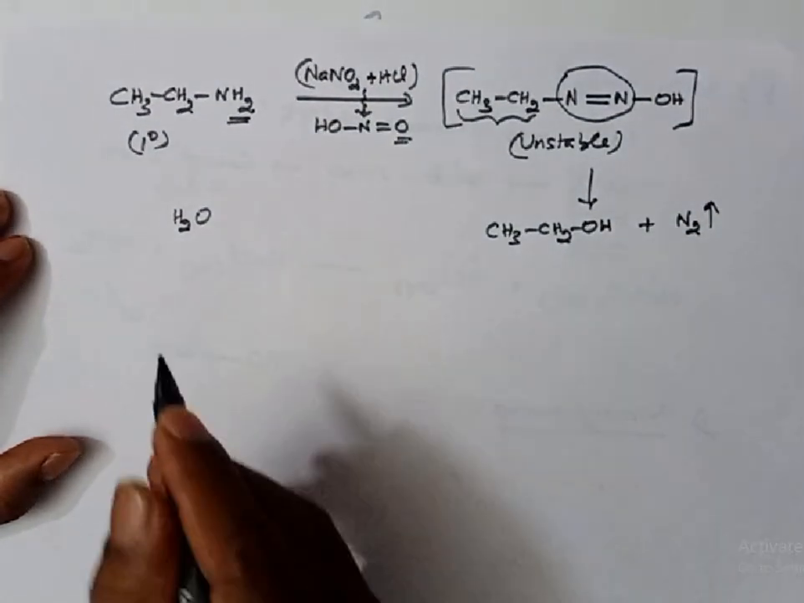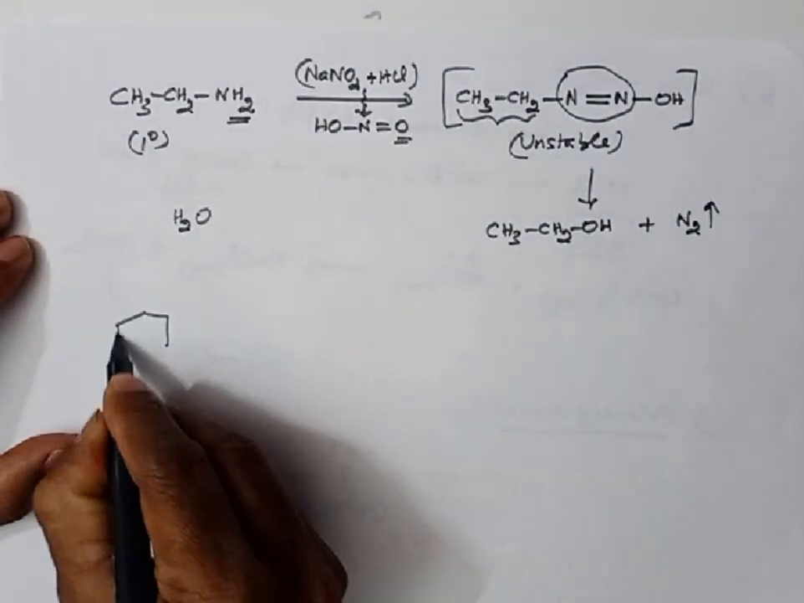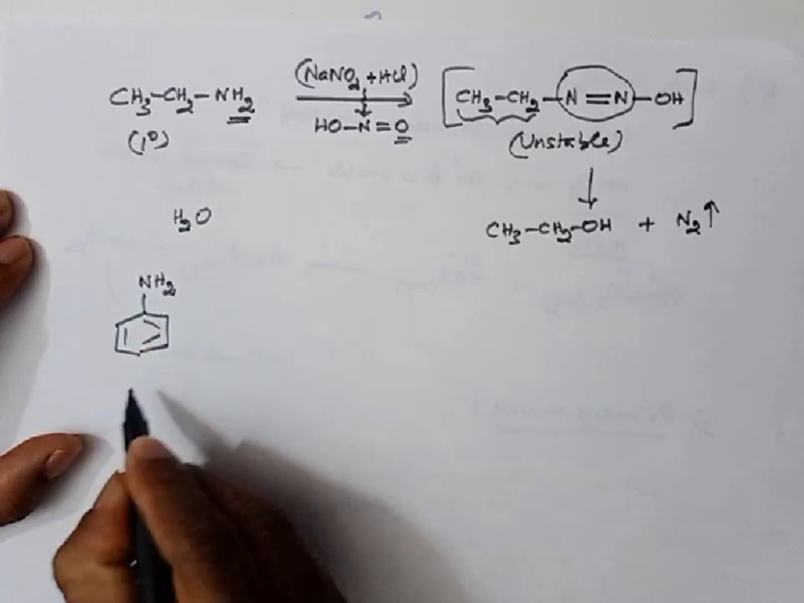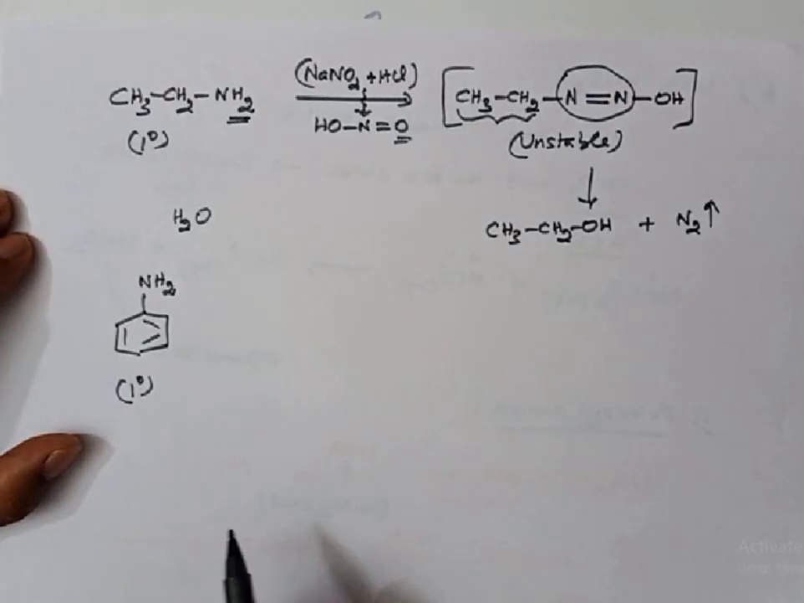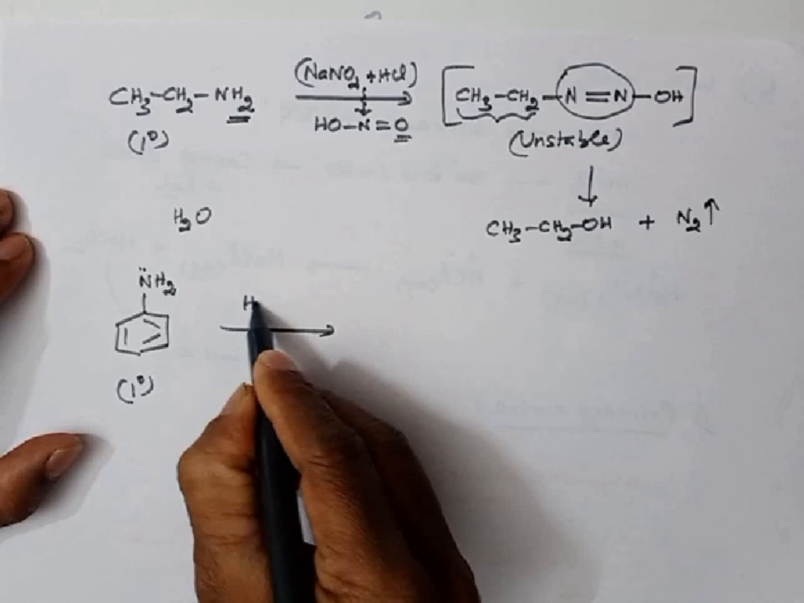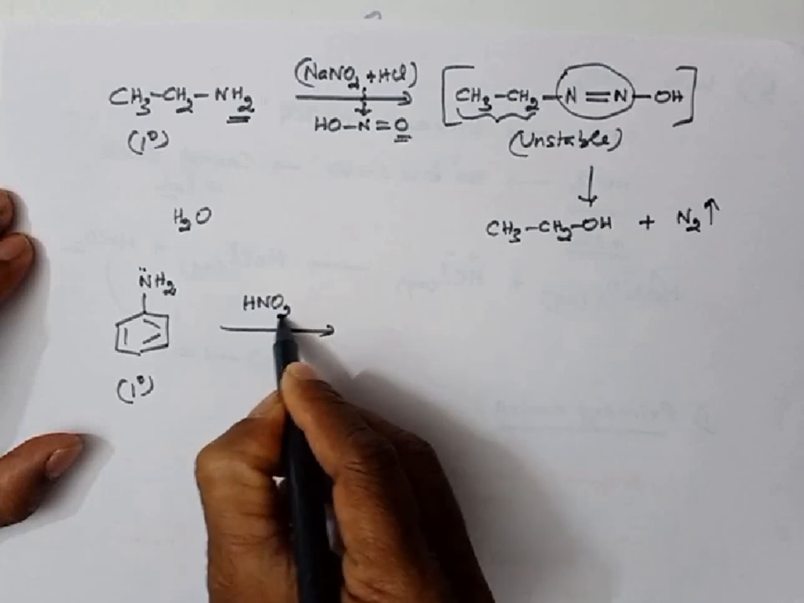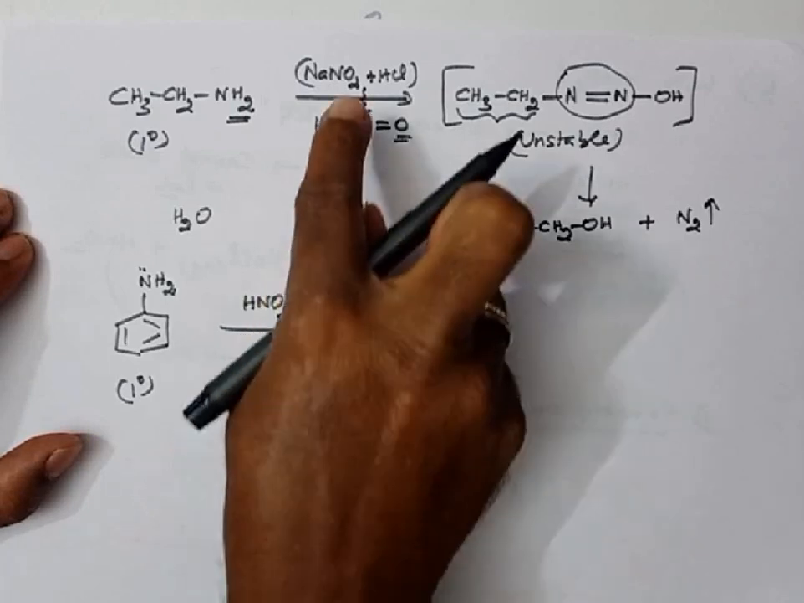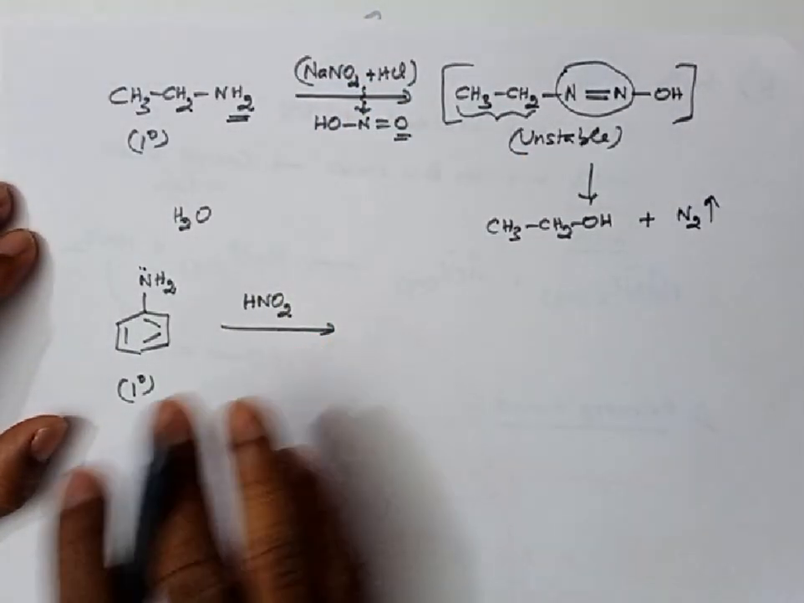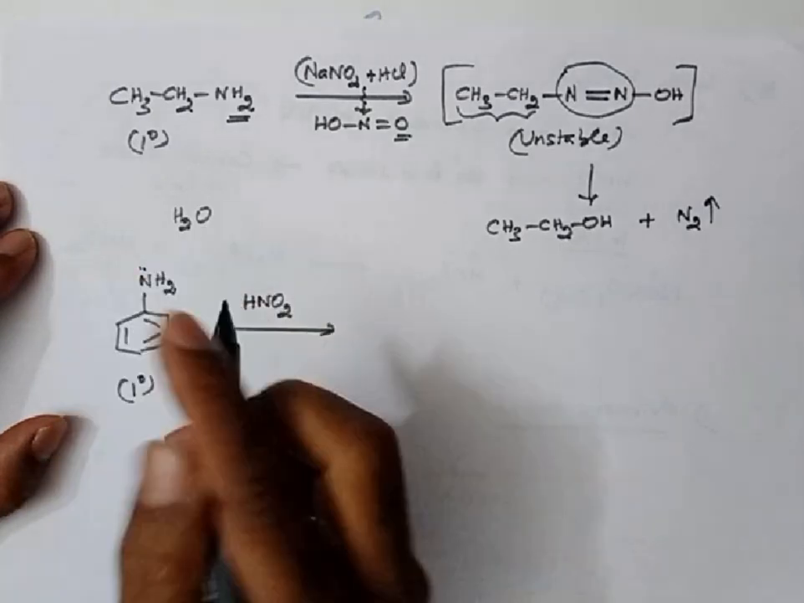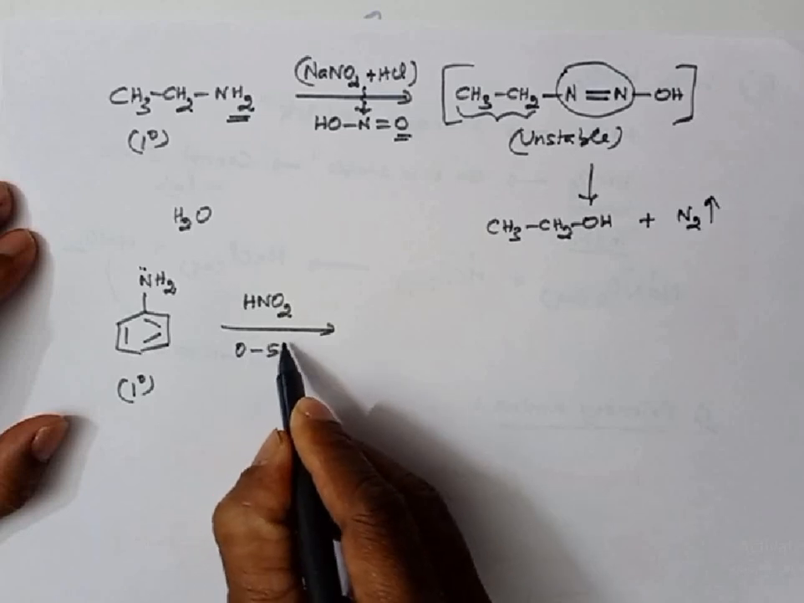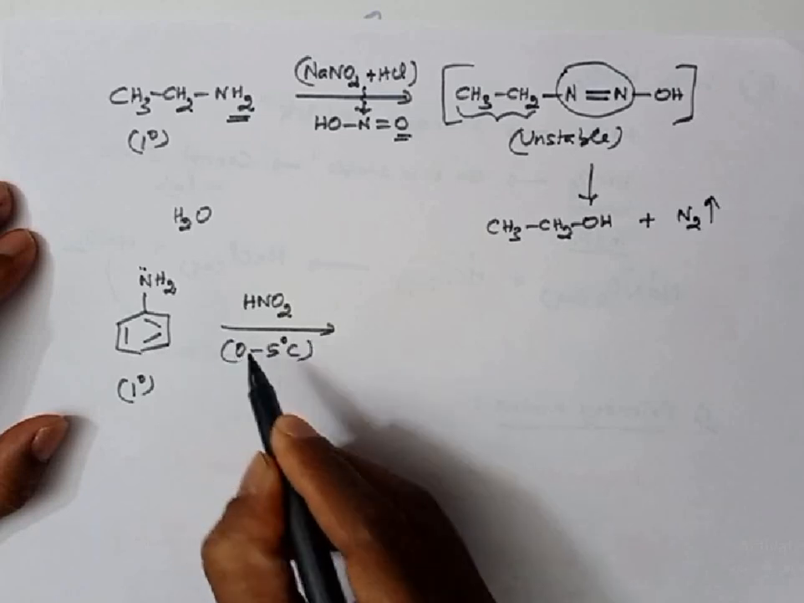What will happen if I carry out the reaction with aniline? Aniline is also a primary amine. But here, if I add nitrous acid, HNO2, you know very well how to produce nitrous acid by mixing NaNO2 and HCl. Now what will happen, students? Observe carefully. Diazotization takes place. This NH2 group gets diazotized between the temperature of 0 to 5 degrees Celsius.